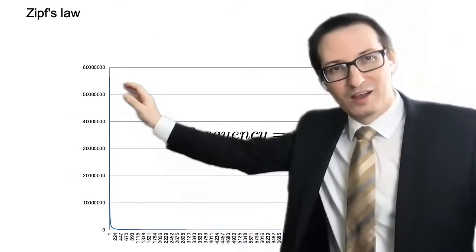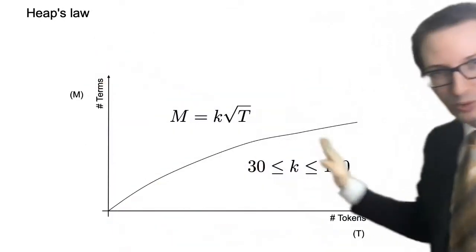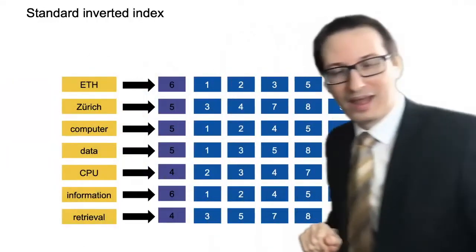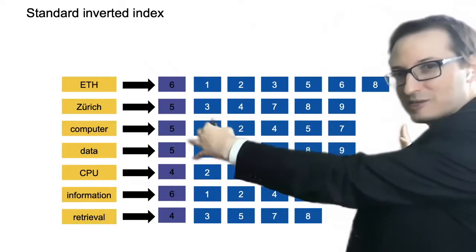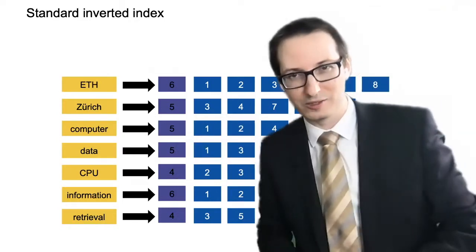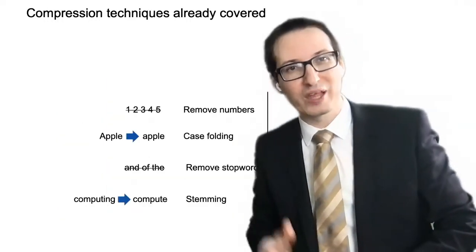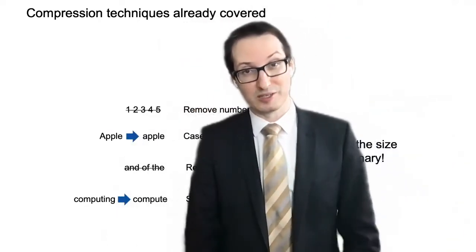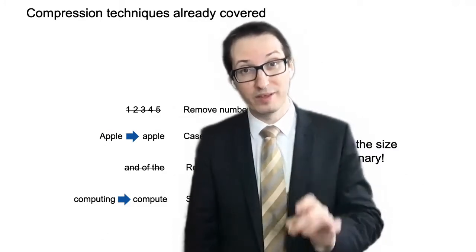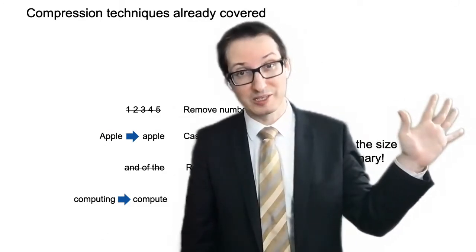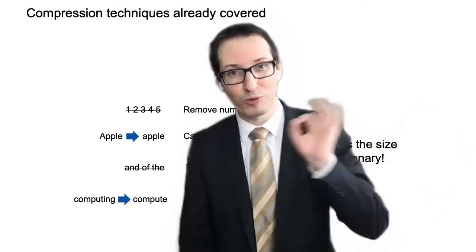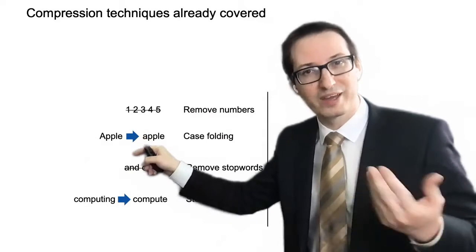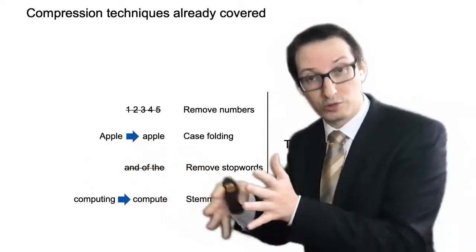All right, so Heaps' law: the square root of the number of terms grows, sorry, this part of the index. And then the frequency, the size of that is 1 over the rank. Okay, so now that we have these two laws, Heaps' law and Zipf's law, let's try to compress things. Well, the first thing I can tell you is we already covered compression techniques in the past. This is not new. We've already, for example, considered removing numbers, and removing uppercase in order to merge terms together.